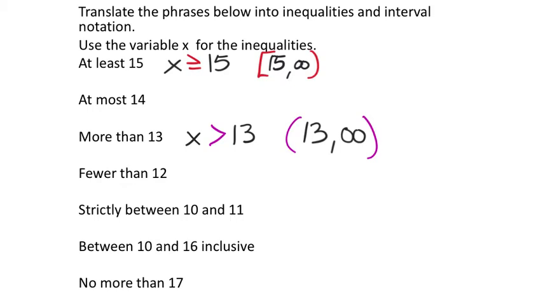All right, this next one says strictly between 10 and 11. If it's between 10 and 11, that means I cannot include 10 and 11 with this next inequality that I'm going to show.